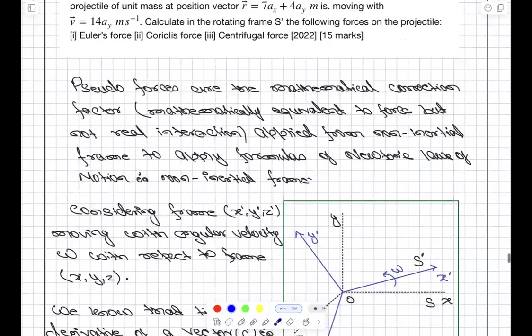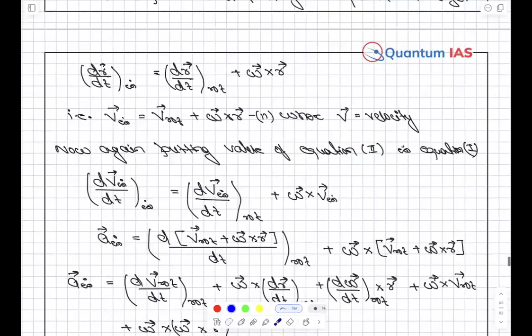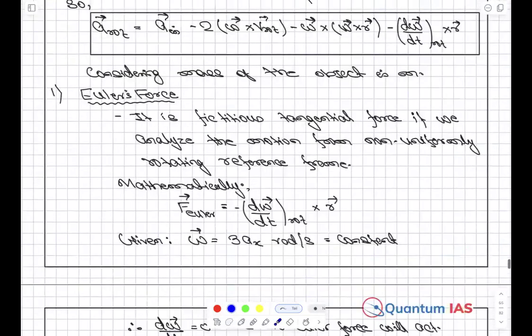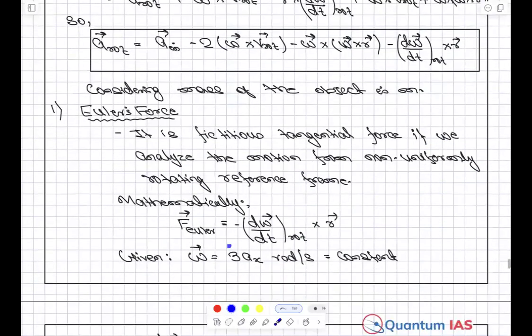Now again considering the XY frame, dc by dt, we will do the same for all, and at the end we come to this formula. When we boil down to this formula, we have to find Euler force. So you will not directly write that it is 0. It is a 15 marks question, we have to respect the page. So you will define it: it is a fictitious tangential force. Mind it, omega cross R, tangential. If we analyze the motion from any non-uniformly rotating reference frame, mathematically it is this.